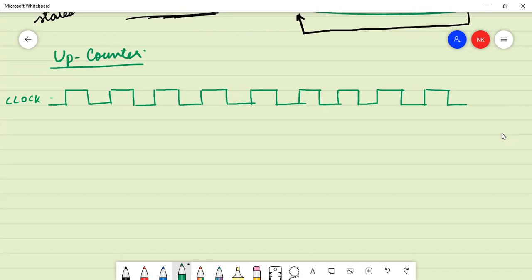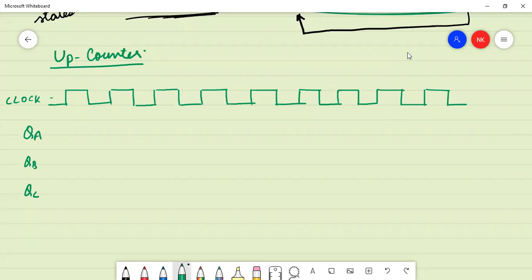With this clock input, we have to see the outputs in the first, second, and third flip-flop. Okay, so we have to see the outputs of the flip-flops. So I am writing here QA, QB, and QC. So what are QA, QB, and QC? I think all of you know that.